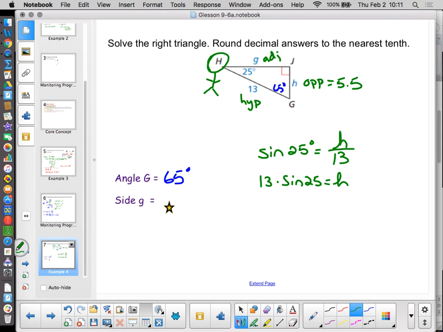Now you set up and solve an equation to solve for side G. That will be your final check of the day. We'll see you in class.